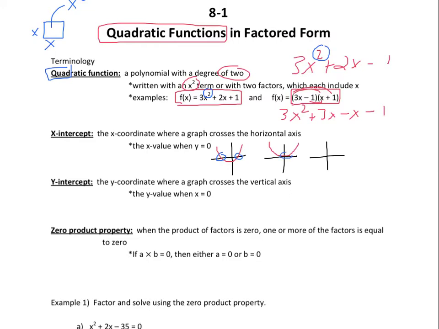I could graph it so it just touches the x-axis in one place. That's one x-intercept. Or I could even graph it so it doesn't touch it at all. So here's 2 x-intercepts, here's 1 x-intercept, and here is 0 x-intercepts.